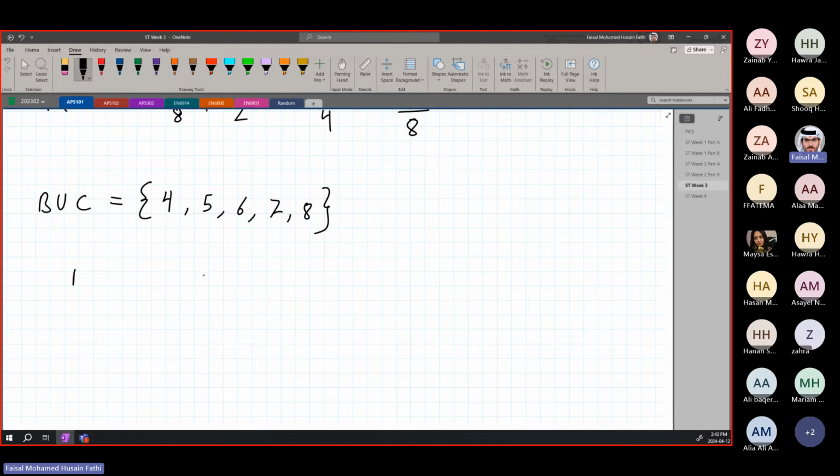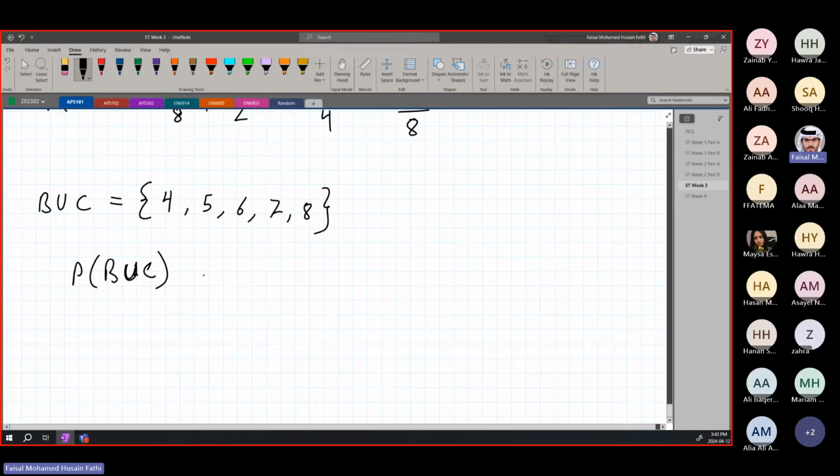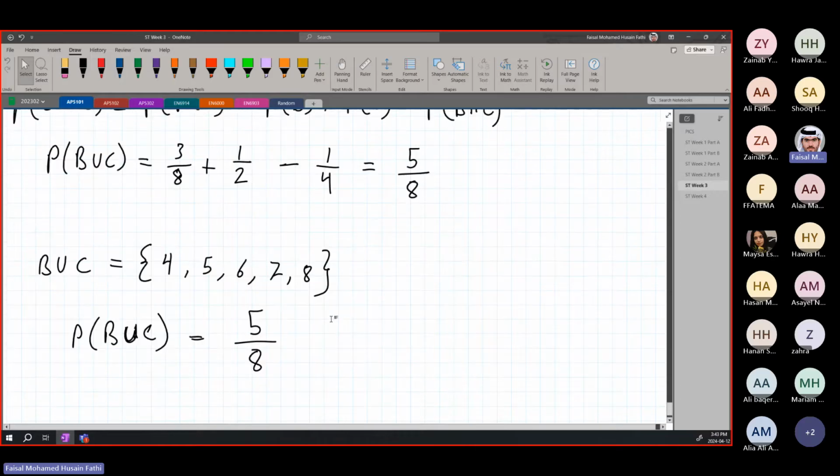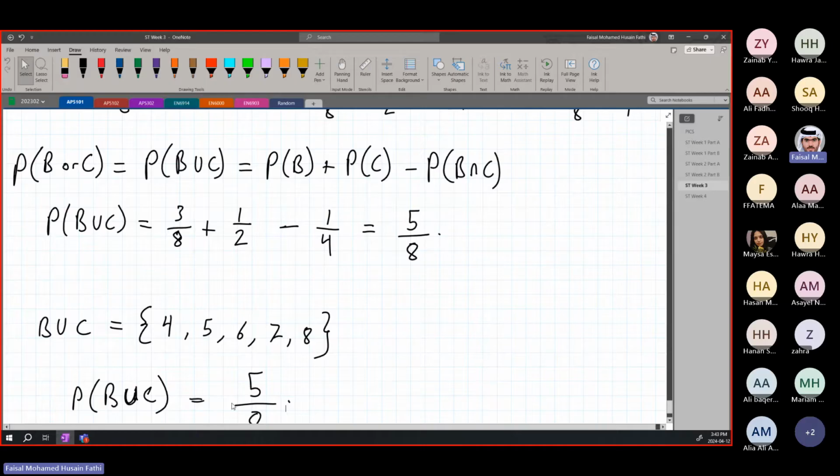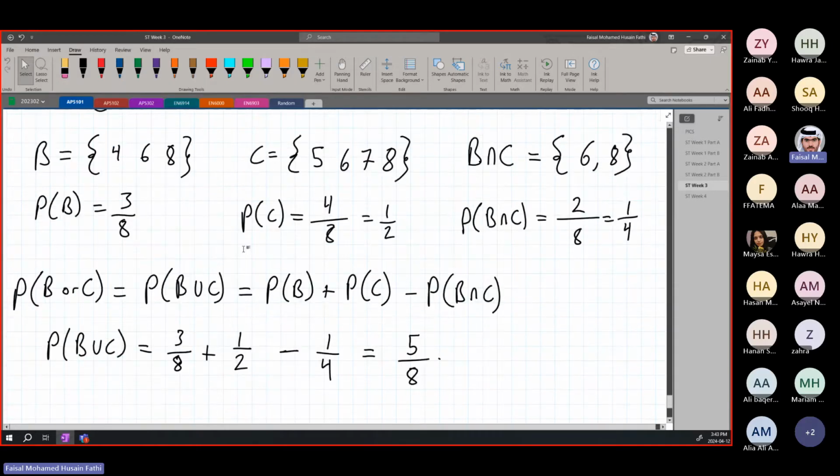What's the probability of B union C? Since we already did the set theory for it, we have 1, 2, 3, 4, 5. And what's the number of things we have in our sample space here? We have 8. So it's 5/8. See, it's the exact same thing. But you're not going to do this all the time; you're not going to do the union and all of that directly. You could just do the probability directly.